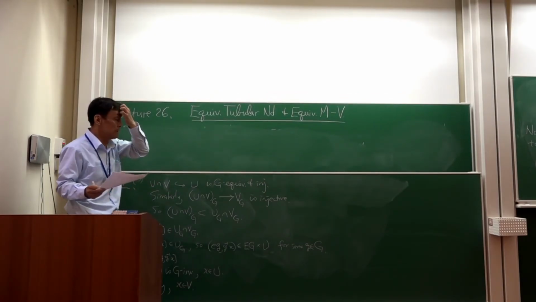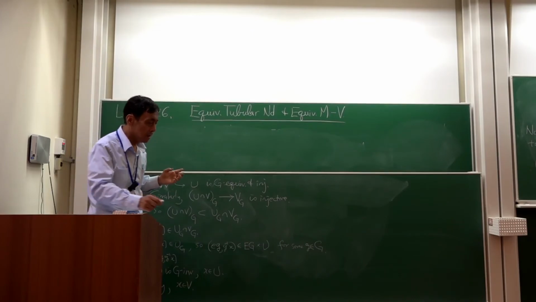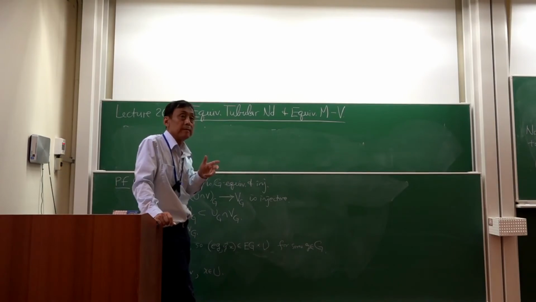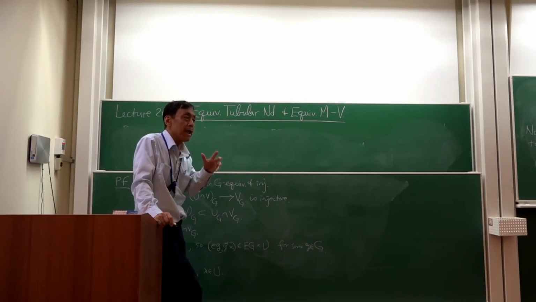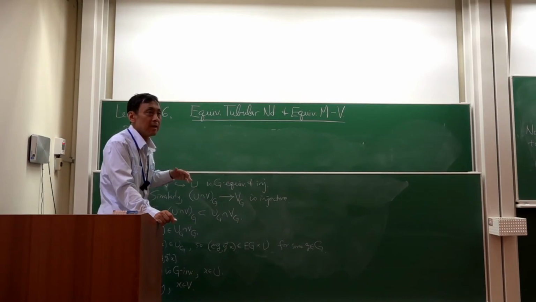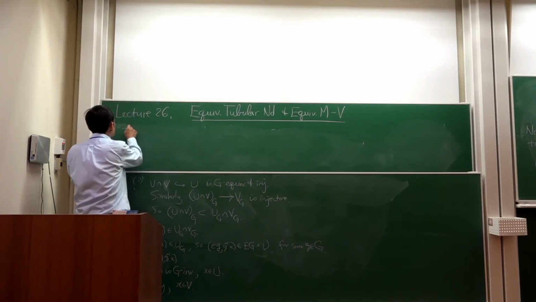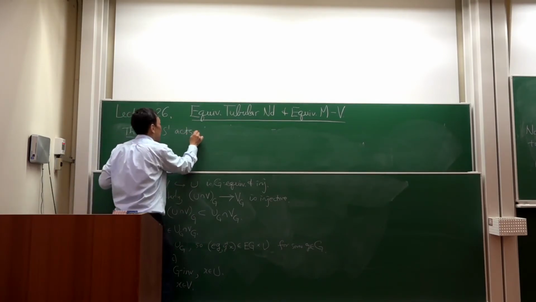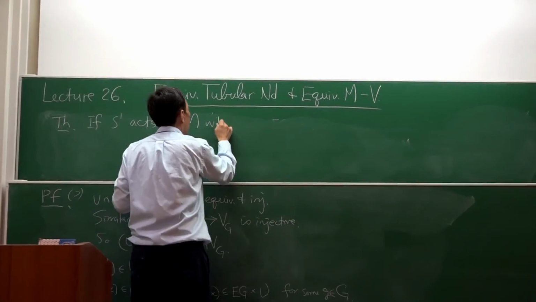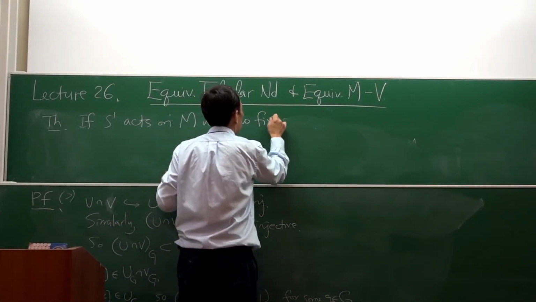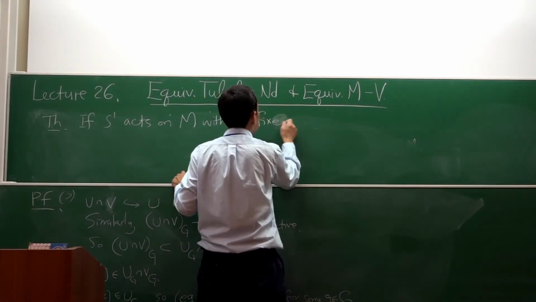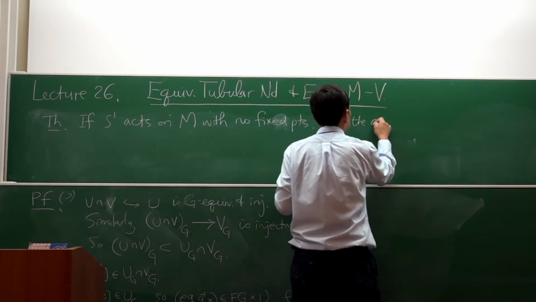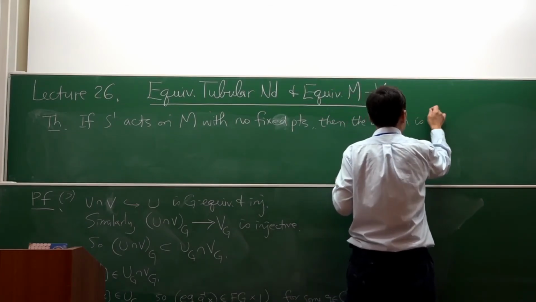Now what I want to show really is that if a circle acts with no fixed points, then the action is locally free. Okay? So if S1 acts on M with no fixed points, then the action is locally free.